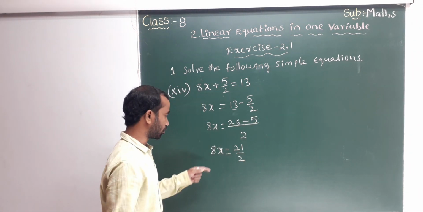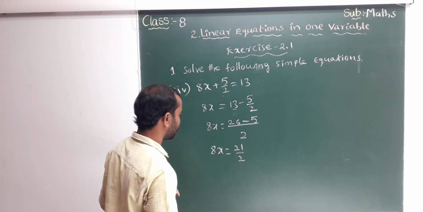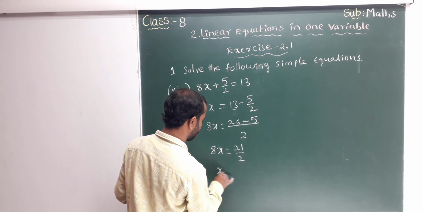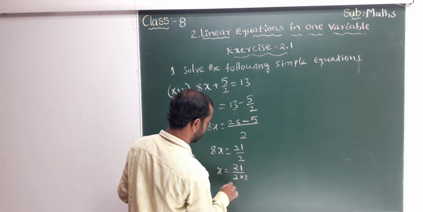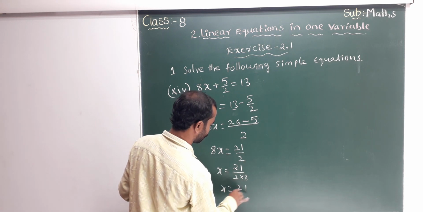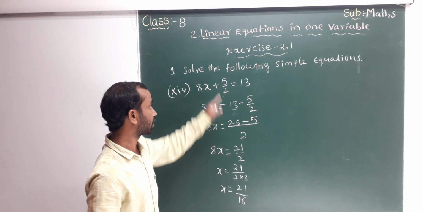Here also 8 is a multiplication. So transposing to right side, it becomes division. So x equals 21 by 2 into 8. So x is equal to 21 by 16. So 21 by 16 is the solution of the given equation.